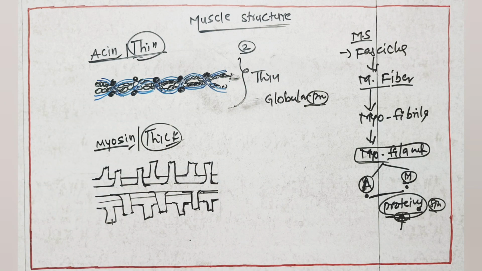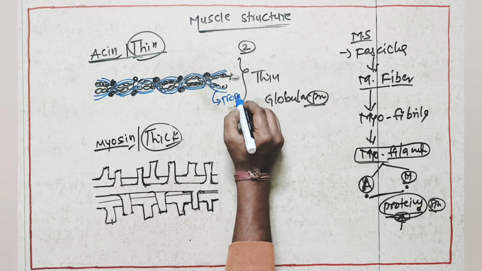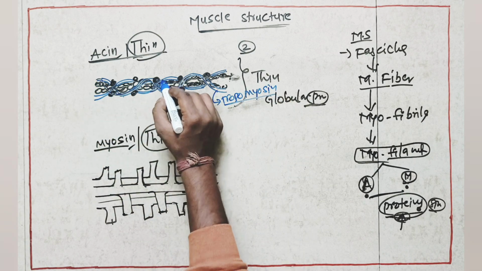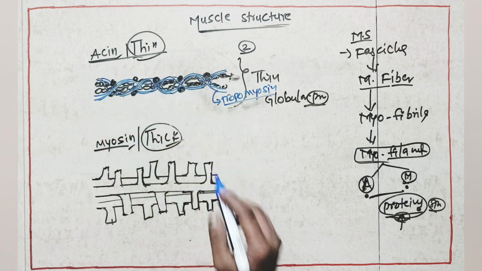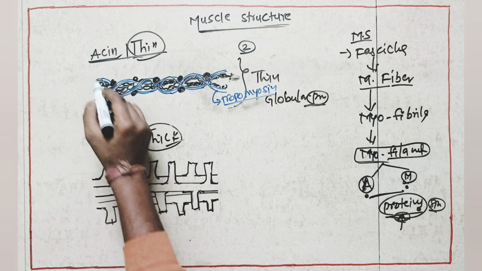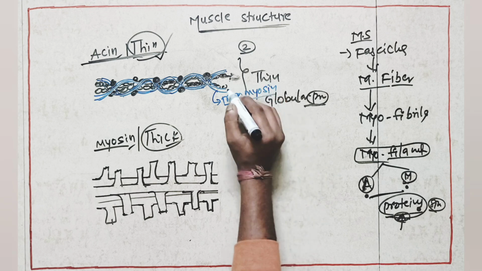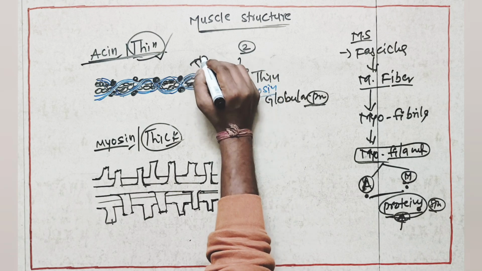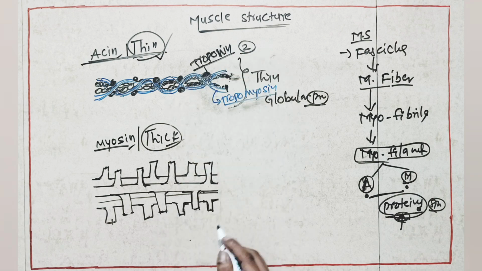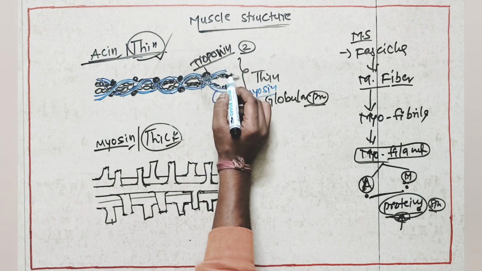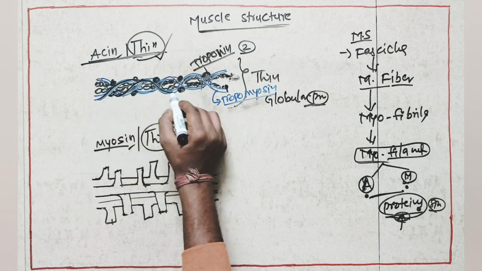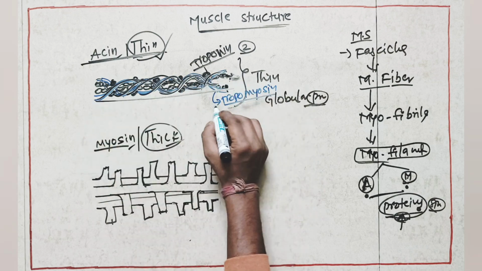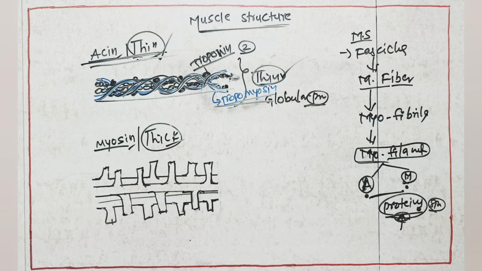After that, this structure is called tropomyosin. Tropomyosin covers the entire actin fiber, so actin is the thin filament. Here we have two chain-like structures of actin. Then troponin, a globular protein, is there at the notches of this actin molecule. Then tropomyosin crosses over the actin molecule. So this is about the actin molecule.